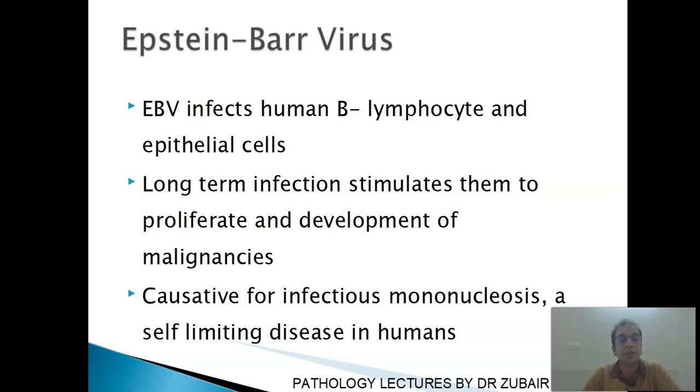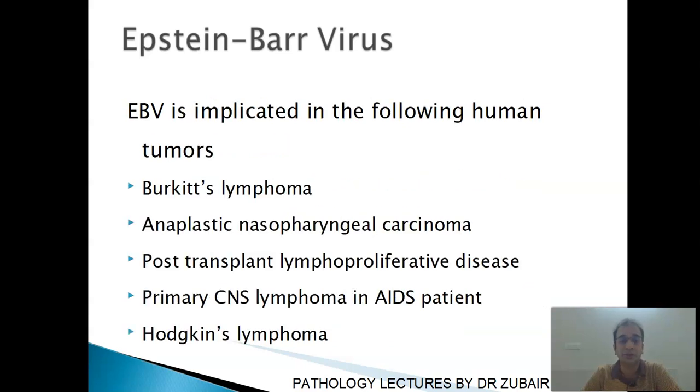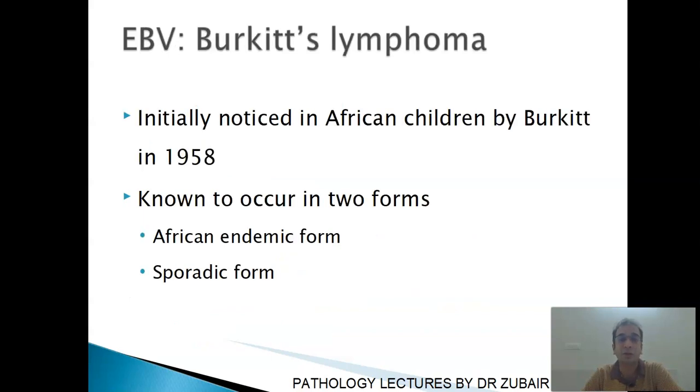Right? Epstein-Barr virus infects the human B lymphocyte and epithelial cells. Its long-term infection stimulates them to proliferate and develop malignancies, and it causes infectious mononucleosis, a self-limiting disease in humans. EBV is implicated in Burkitt's lymphoma, anaplastic nasopharyngeal carcinoma, post-transplant lymphoproliferative disease, primary CNS lymphoma in AIDS, and Hodgkin's lymphoma.